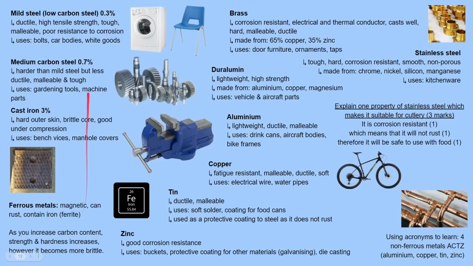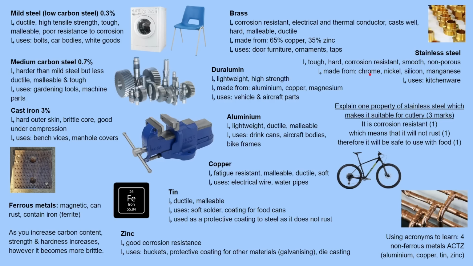So with all 3 of these, as you increase the carbon content, the strength and hardness increases, but it becomes more brittle. So brittle means it can't resist a really strong, quick, impactful force. So if you smash a vise with a really strong hammer, it would probably shatter into a load of pieces. So those are your 3 ferrous metals, and then we have up here 3 alloys.